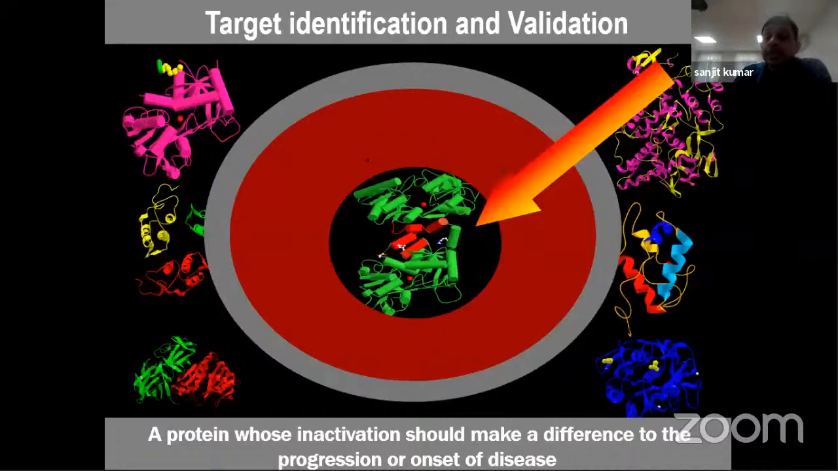If you are designing any drug for microbes, the first thing is a protein whose inactivation should make a difference to the progression or onset of disease, or for a microorganism also. If some enzyme is critical for microbes, then you have to solve the three-dimensional structure of that protein or enzyme, and then you can do virtual screening, QSAR, or pharmacophore modeling.